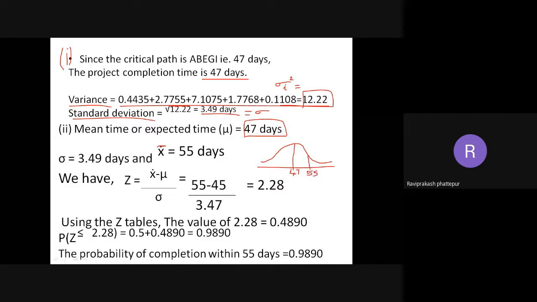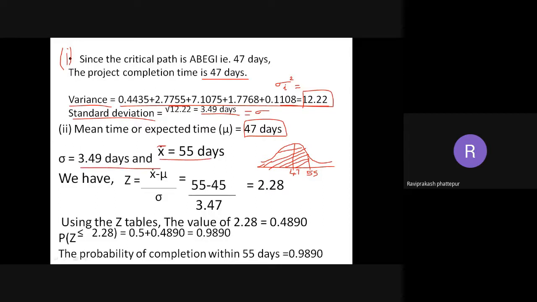Which area am I interested in? I am interested in before 55. So this whole area, the area of study, wherever I have marked, from 0 to 55, is my area of interest. So for 55 days, sigma is 3.49 days.